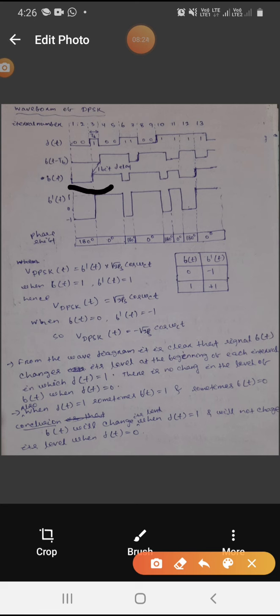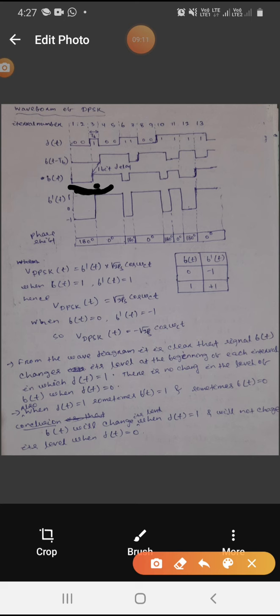Here this is the level of Bt, and suppose I am comparing Bt and dt. See the diagram here. Bt is first at this level, and similarly see the diagram for dt. At interval number 3, dt changes to 1, so Bt is also changing its level. Similarly, at interval number 6, the dt value is changed from 0 to 1. Here also Bt is changing its level.